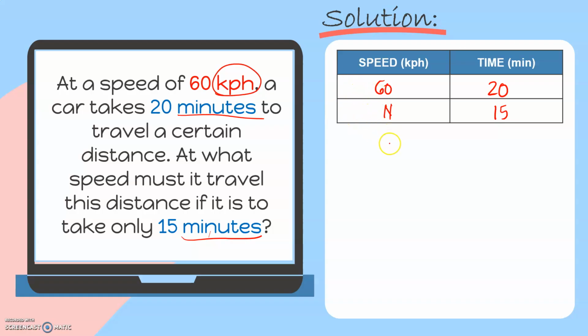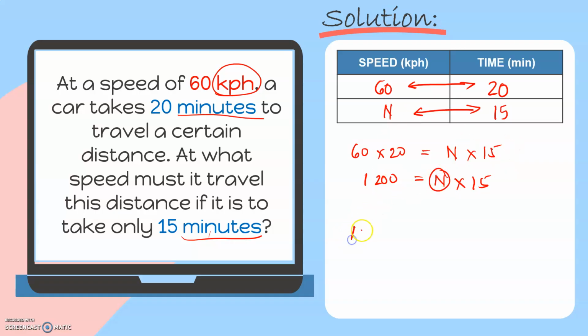So again, this is an example of quantities which are inversely proportional. And for us to answer a problem which deals with inverse proportion, we will multiply the numbers or the quantities on the same row. So we will have here 60 times 20 is equal to n times 15. 60 times 20 will give us 1,200. Then we'll have n times 15.